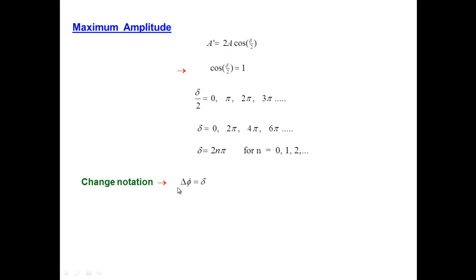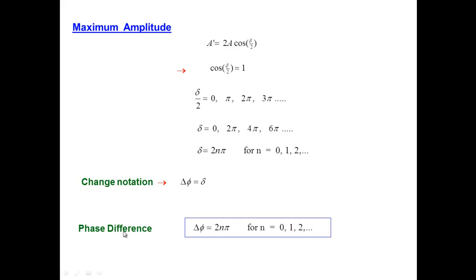And we'll change notation here. Instead of using delta, we'll call this delta phi, where phi is just the symbol that we used initially when talking about traveling waves to refer to the phase. So delta phi means a difference in the phase between the two waves. And so the phase difference, delta phi, will be 2n pi when the two waves have a maximum amplitude in their sum.